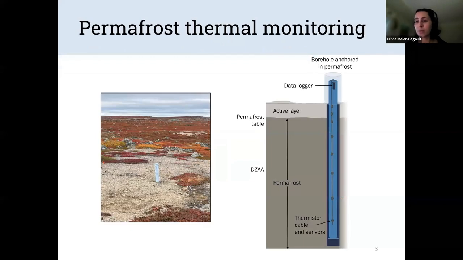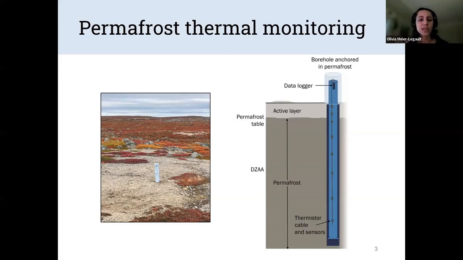There are a number of different ways to measure ground temperature. The most common is in boreholes. So on the left image here, you see the top of a borehole, so the casing on the surface portion of the borehole. And on the right, you have this schematic representation of what this looks like. And so once the ground has been drilled into, a tube can be inserted and a thermistor cable can be lowered into it. And this thermistor cable will have different sensors on it, and each of these sensors measures temperature, and then this is recorded by a logger.